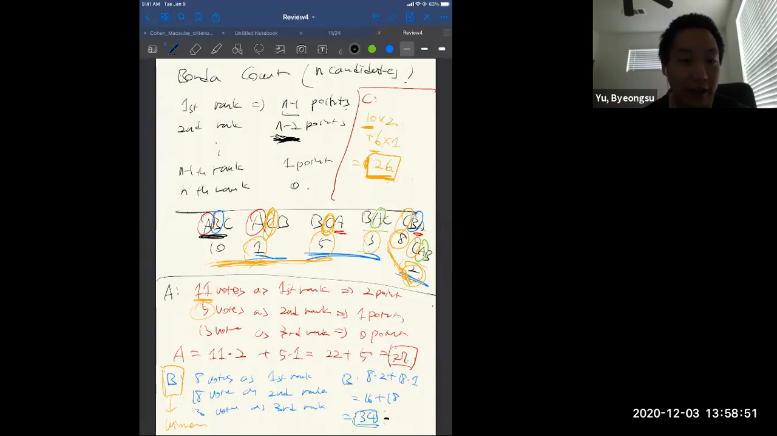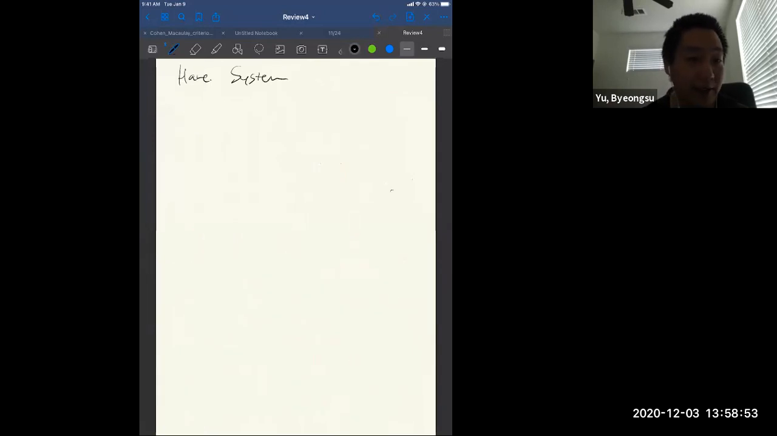Okay, then let's go to the Hare system. So the Hare system is a kind of sequential plurality vote. In the first round, you do the plurality voting, but instead of picking the winner who got the most votes, you take the candidate who got the fewest votes and delete it. Then you can do the plurality voting again and get the winner, right? So that's the Hare system.